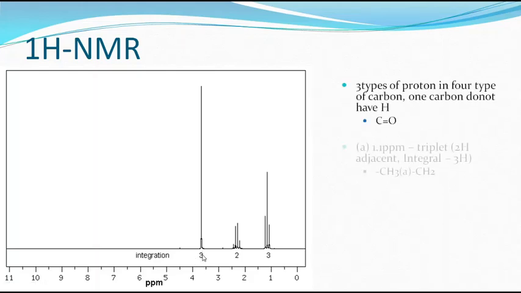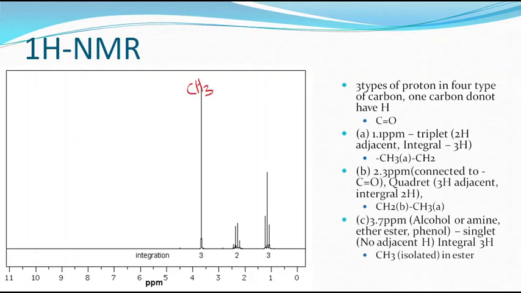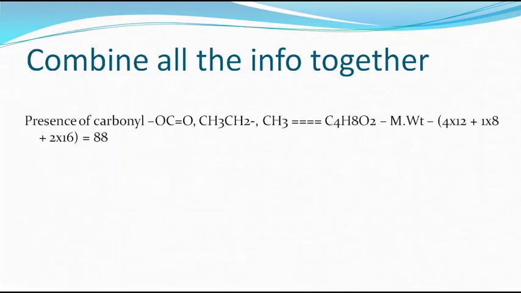Okay, that's how we, and therefore this isolated CH3 which is not coupled is present in the ester. If we combine all the information together, we have confirmed the presence of the ester group, that is COO group. We have confirmed the presence of CH3 CH2 group, and we also confirmed the presence of an isolated CH3 group. If we combine all these things, we get the molecular formula C4H8O2.